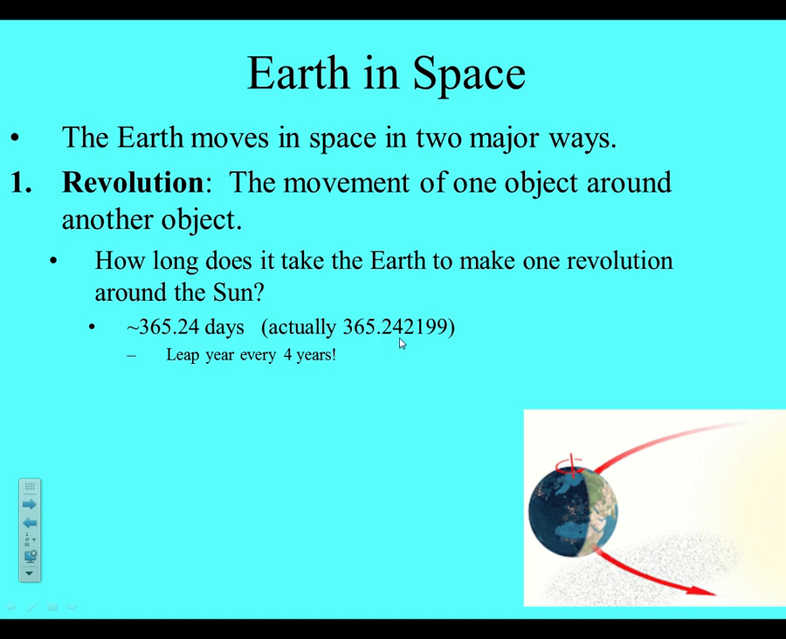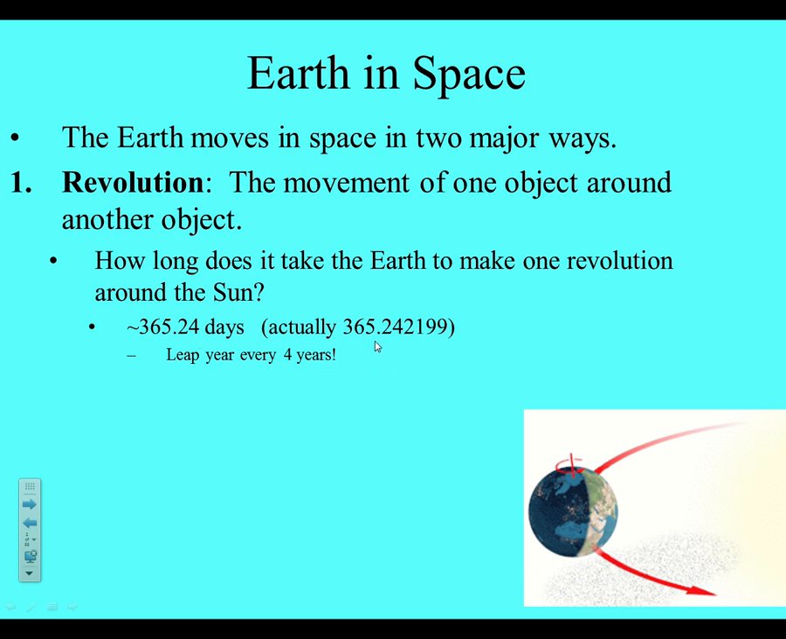365.242199. Okay, that's why we have a leap year every 4 years, because it's not exactly 365 days. It's a little bit longer. So every 4 years, we add February 29th in to get that a little bit closer. But now by adding February 29th, it makes it 365.25. And that's not exactly right. And that can be a problem.